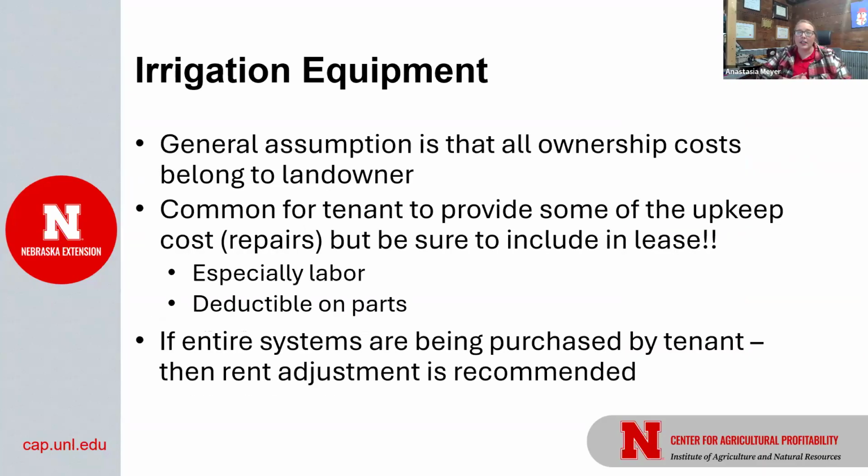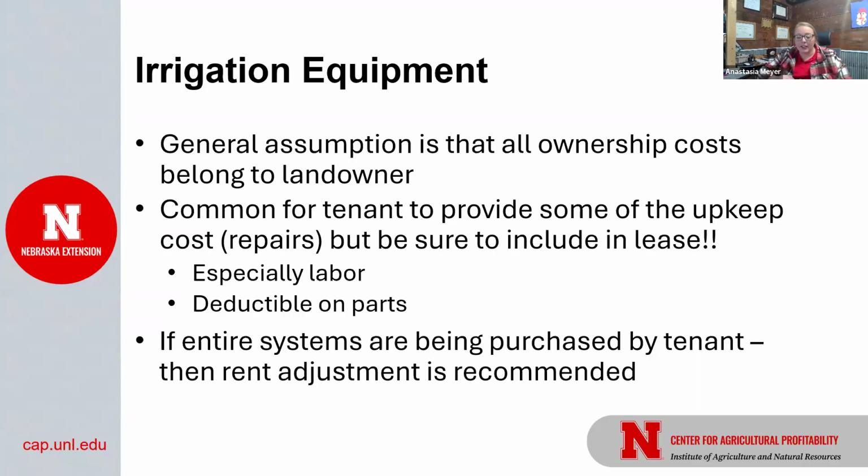Okay. So irrigation equipment. When you look at the cash rent figures that are published, it's making the general assumption that all ownership costs are going to the landowner. So they own the pivot and the pump, they have the depreciation costs and the insurance costs on it. If that's the case, it's okay and common for tenants to provide some of the upkeep or the repairs on the pivot and the power unit, whether that's changing oils, changing nozzles, whatever the case might be. But make sure that you put it in a lease.